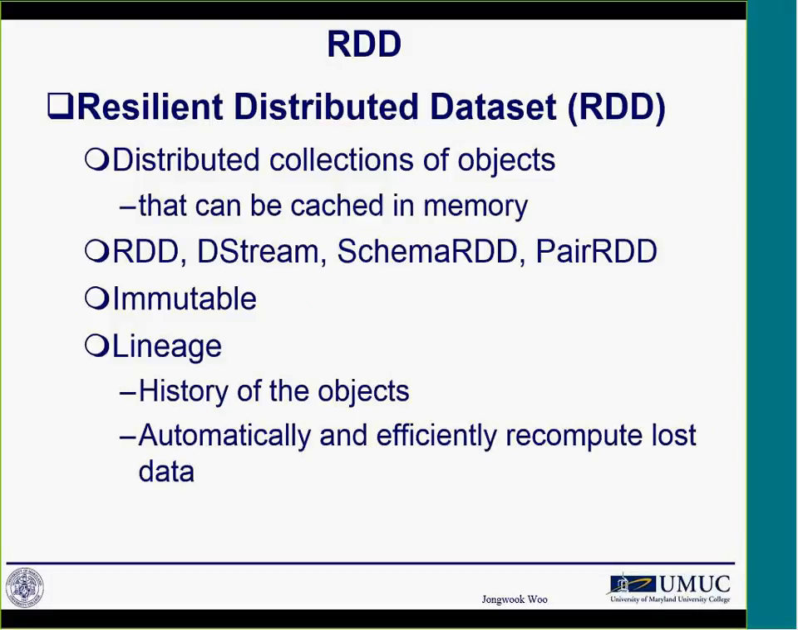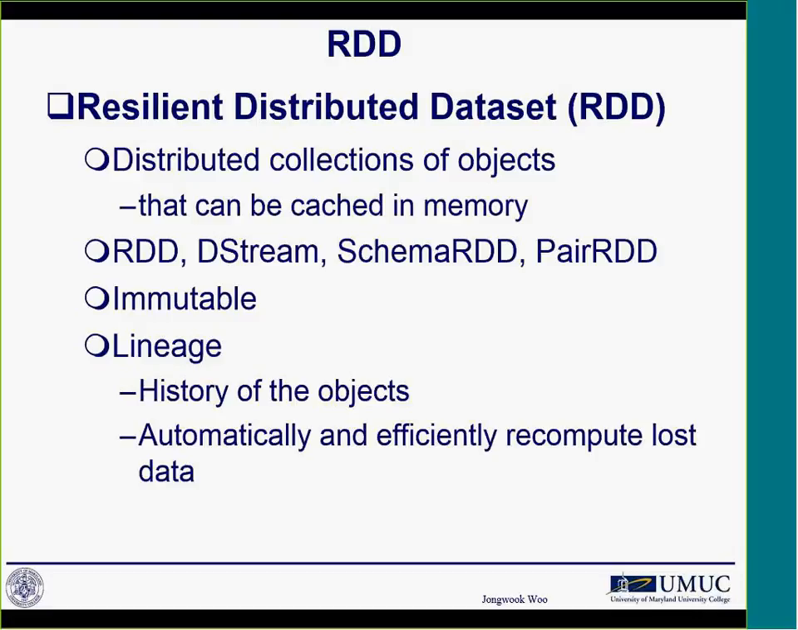And now let me move to the concept of the RDD. RDD is the resilient distributed dataset that is a distributed collection of objects. And you can cache it in memory to speed up. And RDD could be a data streaming RDD or a data schema RDD for SQL or a pair RDD for key value. And RDD is immutable. It means that if you try to modify the data of an RDD, you should actually create another RDD. Okay? So new data generated from the current RDD should be stored in another RDD.